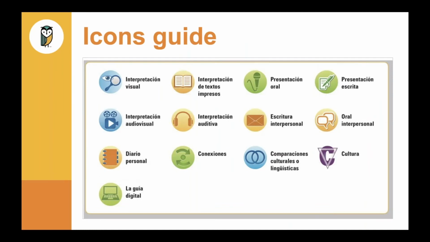Before we look at the pages from a hilo, I want to show you what the different icons you'll be seeing represent. You can see there are icons for each of the different modes of communication in the top 2 rows. There are also icons which let you know that the activity will work on the connections and/or comparison standard. The green icon with the arrow indicates a connection is being made, and the icon with 2 blue rings indicates comparisons between the target culture and the students are being made. The green laptop icon indicates that there are resources on the learning site, our online platform, that are related to this activity.